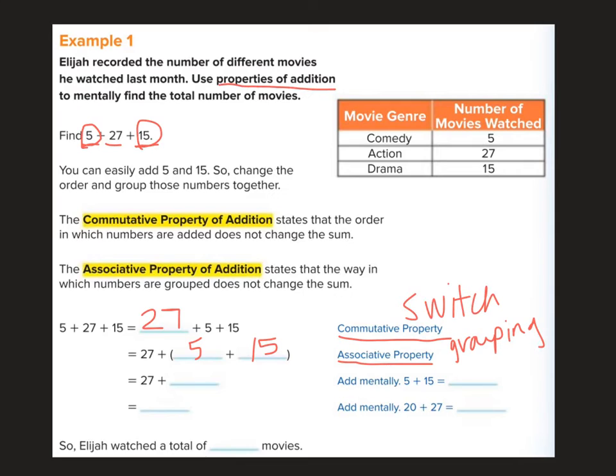Now I can mentally add 5 plus 15 is 20, and I can do 27 plus 20 in my head, it's 47. That's a lot easier than saying, okay, 27 plus 5, that would be 32. 32 plus 15, ooh, see, a lot harder. So we are trying to switch the numbers around using the commutative property, and then putting parentheses using our grouping, so that we can add it easier. So he watched a total of 47 movies.